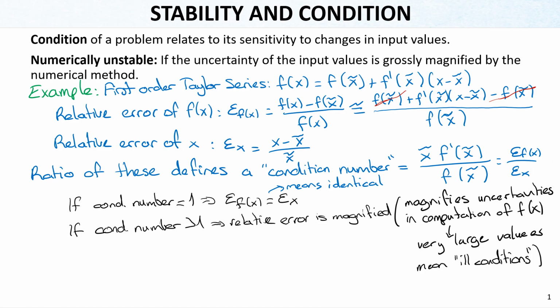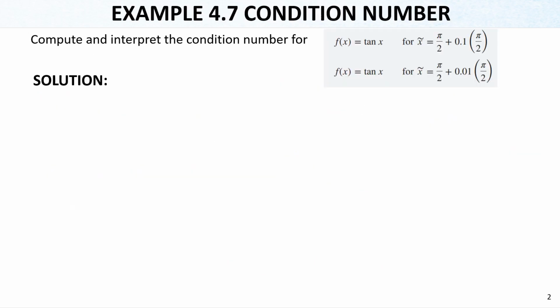So lastly, if the condition number is smaller than 1, then the relative error is decreased. And this is good actually. The error is decreasing, so this is what we want, and this is a positive condition, let's say.